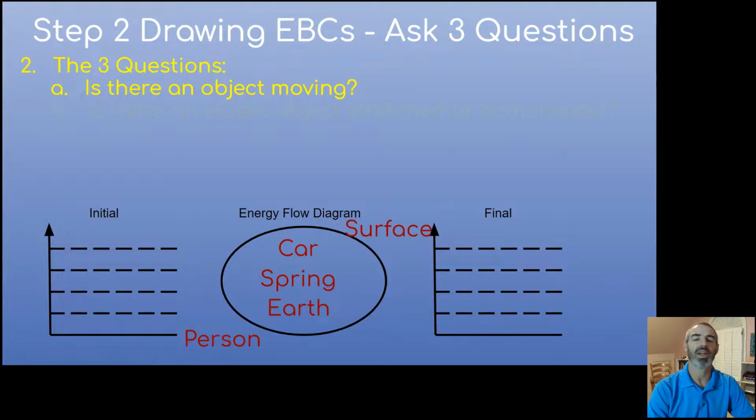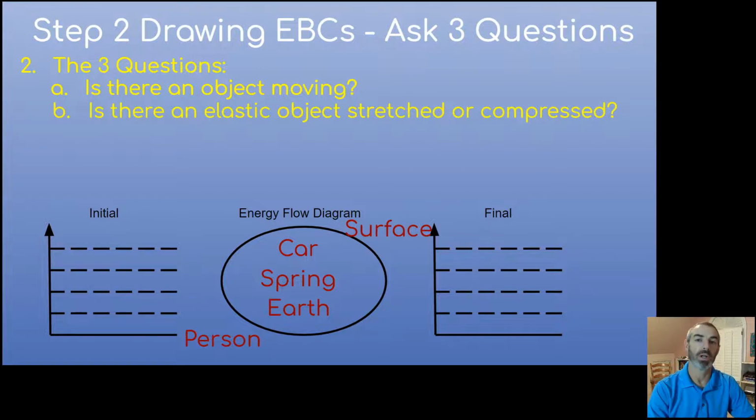The second is, is there an elastic object stretched or compressed? If the answer is yes, then we're going to list US and then draw a bar. Again, arbitrary for the height. It doesn't matter until we start drawing each individual situation.